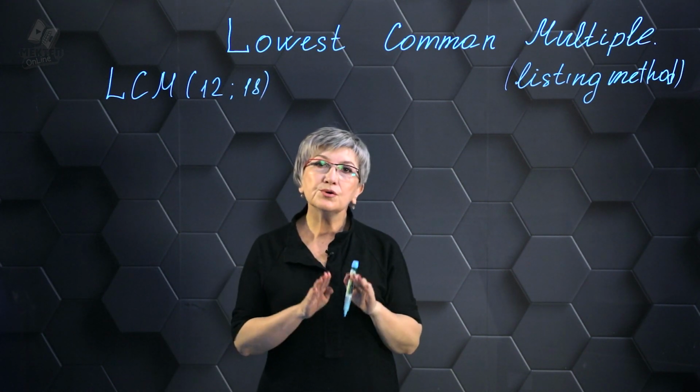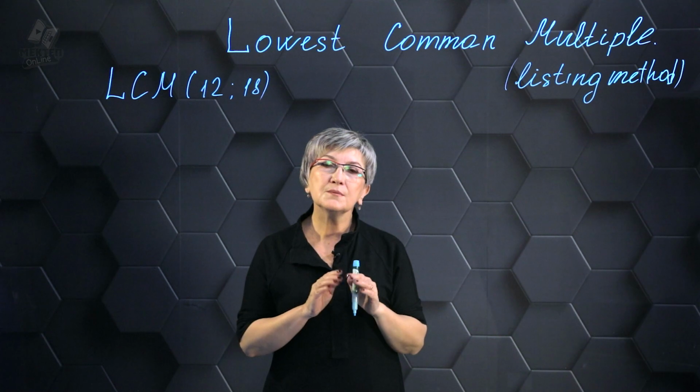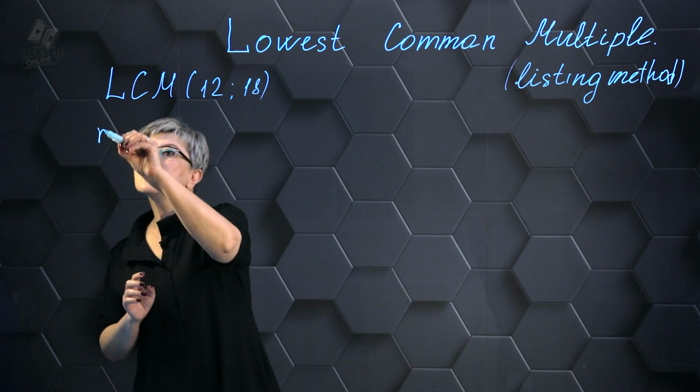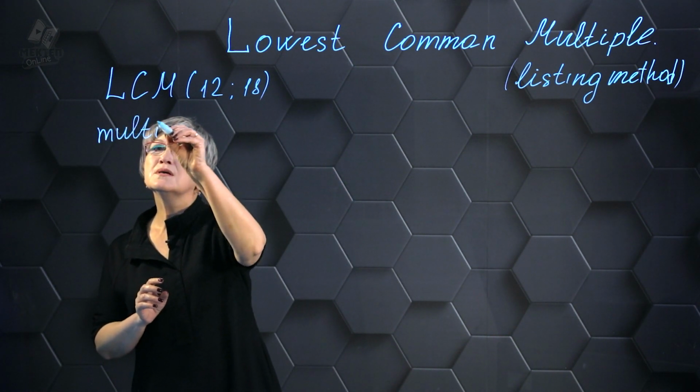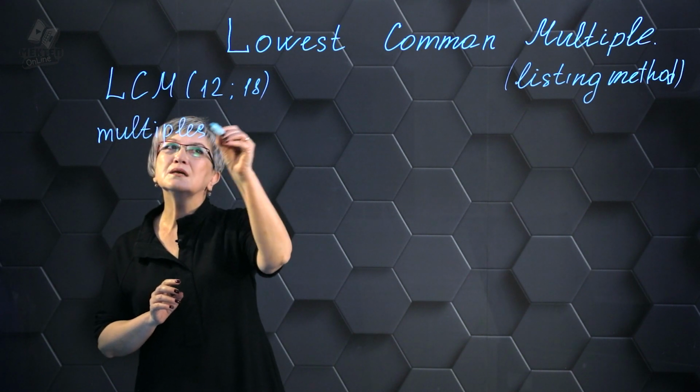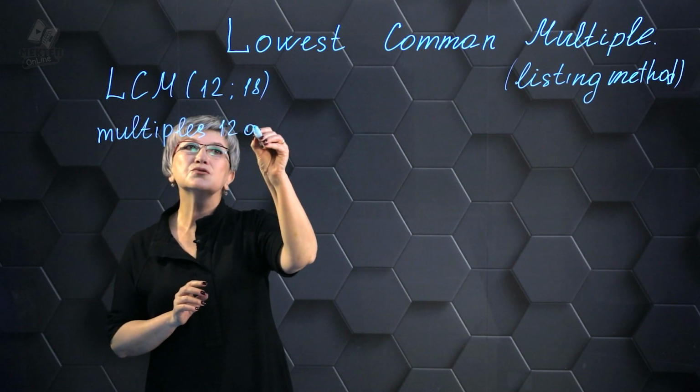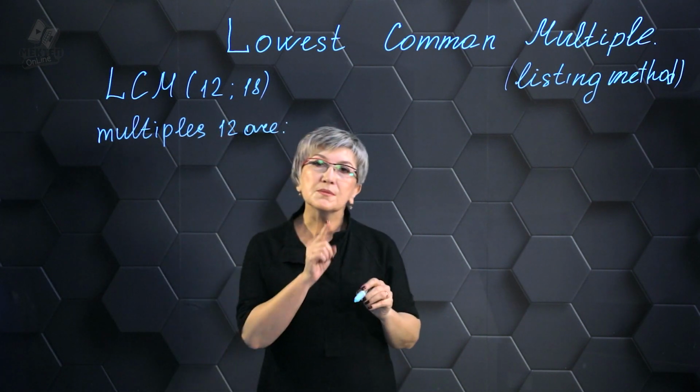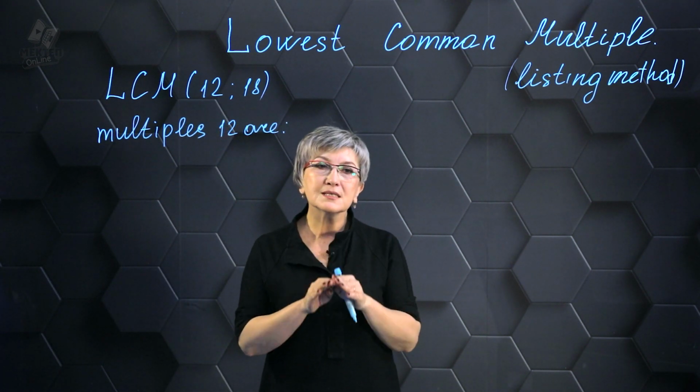So let's recall what this method is and how we can determine the least common multiple. We should enumerate all the multiples of 12 in a list. Let's get started and include every multiple of 12. Once again, guys, those are numbers that are divisible by 12 without any remainder.